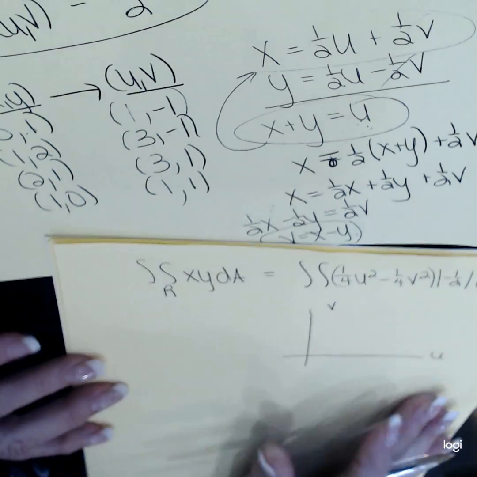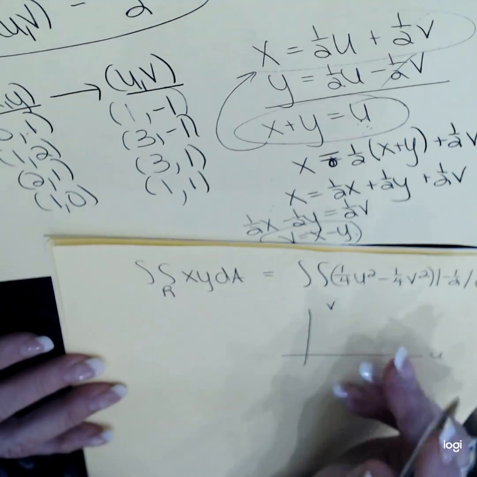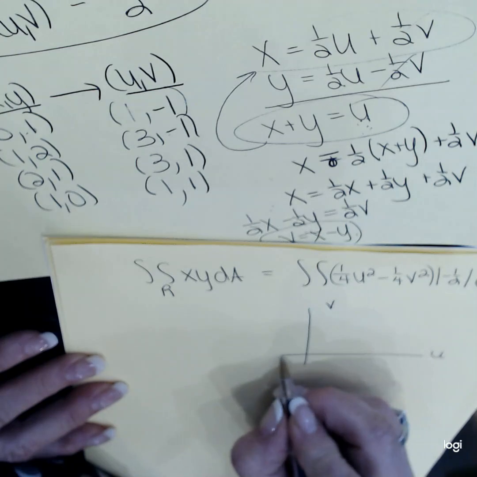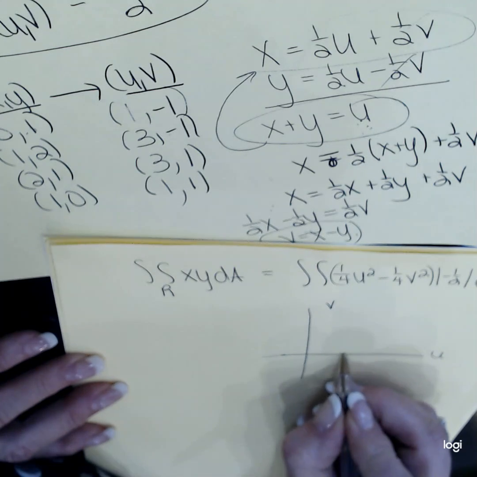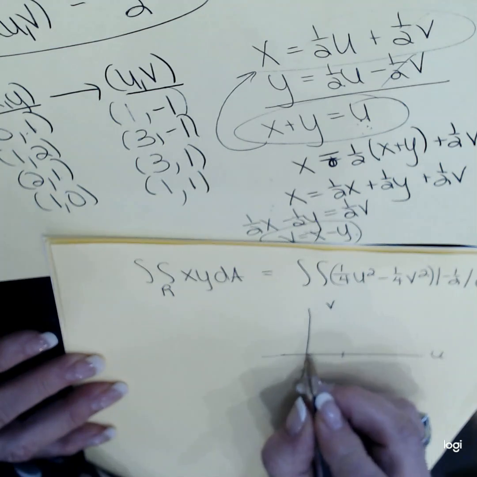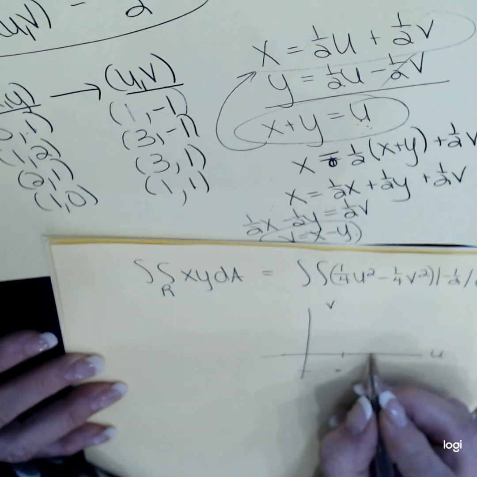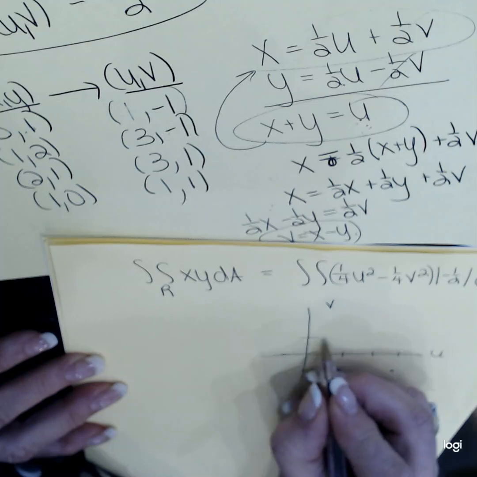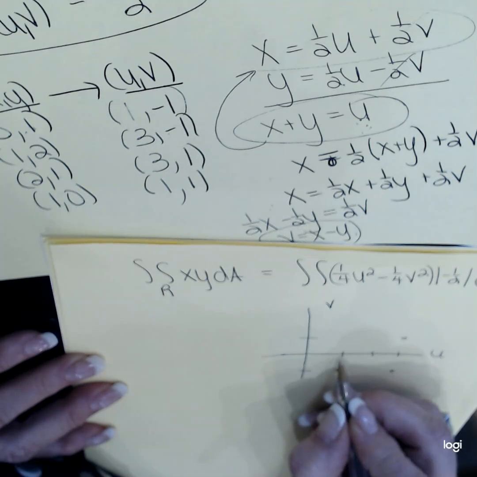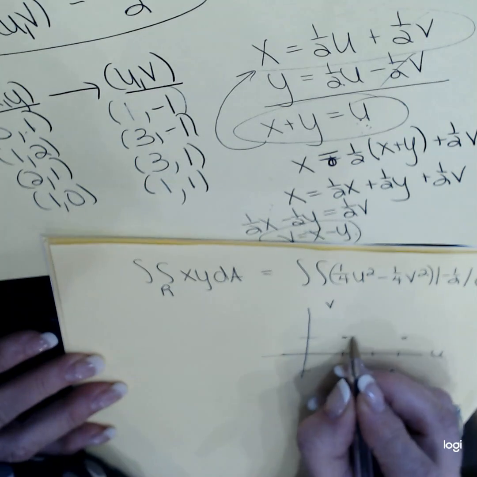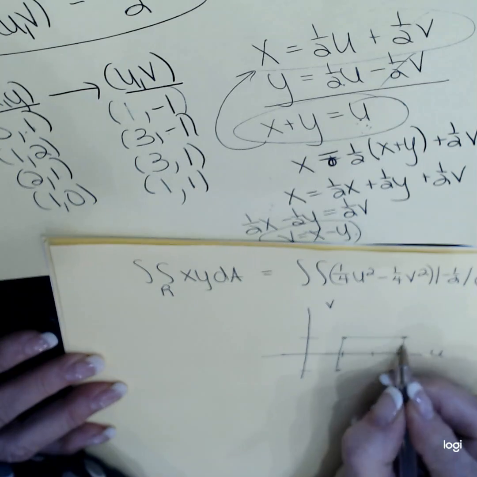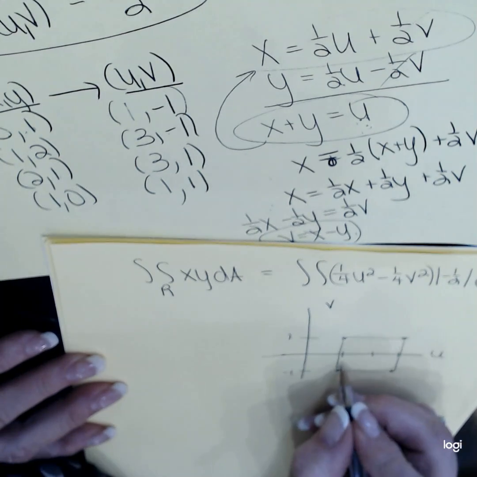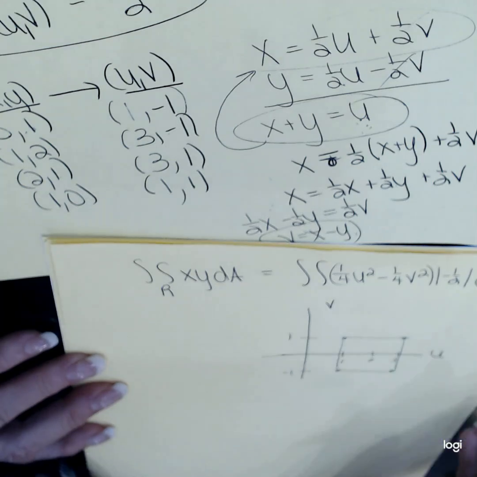Let's see what it looks like here by graphing out the points that we just got on a u and v chart. So let's see. I got the points 1, negative 1; 3, negative 1; 3, 1; and 1, 1. So what I get, well, that really works out quite nicely, doesn't it? So I can see what my bounds look like on here.